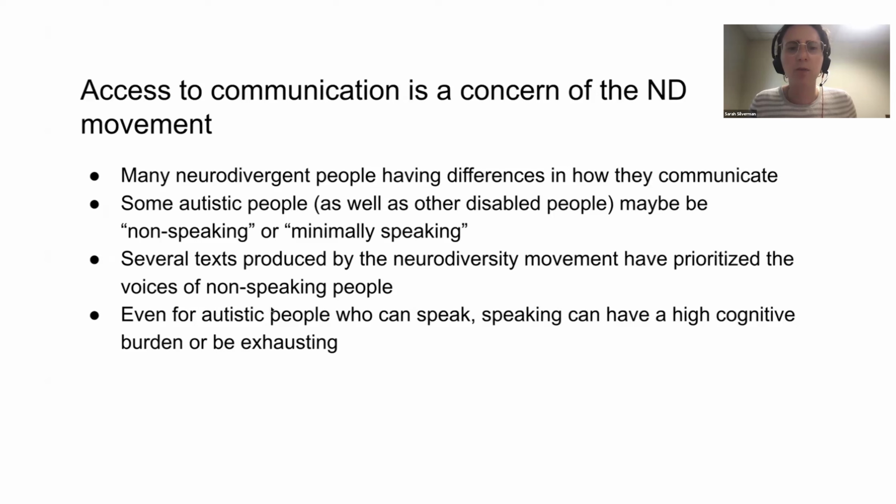A lot of texts that have been produced by the neurodiversity movement have prioritized the voices of non-speaking people because people who don't speak are so marginalized within our society. Sometimes spoken language and spoken conversation are made practically equivalent with the human experience when there are a number of people who don't use spoken language, not just autistic people, but a lot of deaf people, and lots of other groups. And I want to also add, even for autistic people who can speak, speaking can have a high cognitive burden or be exhausting. And it's possible that other methods of communication may be most appropriate for them.